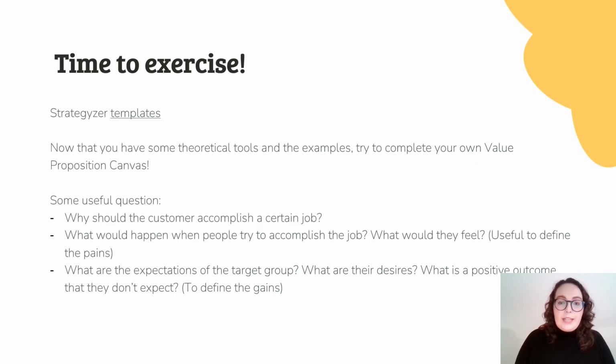Now let's put our newly gained knowledge into practice. Now that we've some theoretical tools and examples, try to complete your own value proposition canvas. Here are some useful questions to ask yourself. Why should the customer do a certain task or action? This question will help us define the basic tasks of the target audience. What would happen when people tried to do this task? What would they feel? This question is used to define the pains.